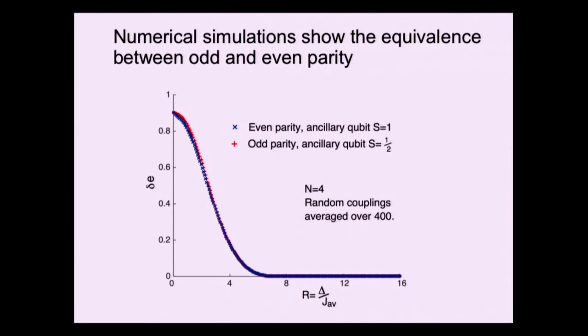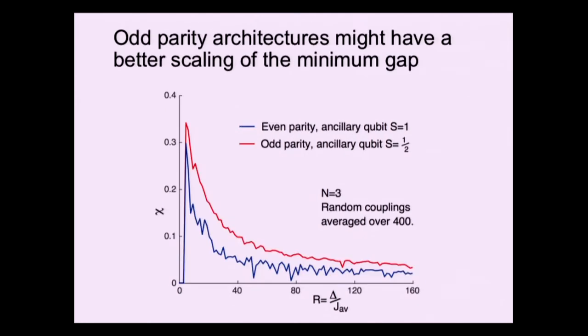And we see here delta E is the difference between the first excited state and the ground state at the end of the adiabatic sweep. Red crosses are odd parity, blue crosses are even parity, and we see that essentially we reproduce the same spectrum at the end, so things work fine. But maybe more interestingly, the scaling of the minimum gap is slightly better for the odd parity system.